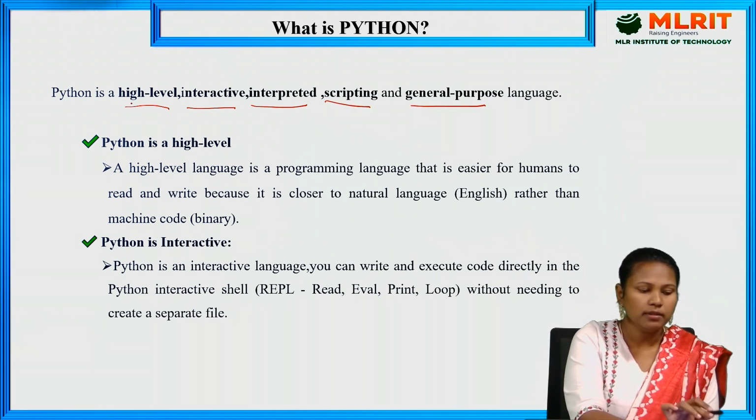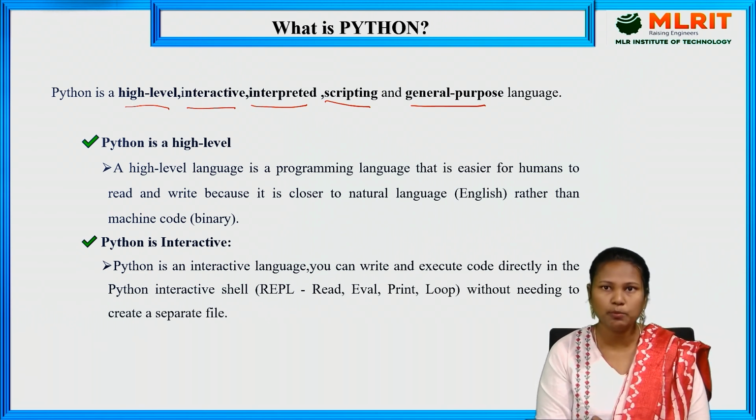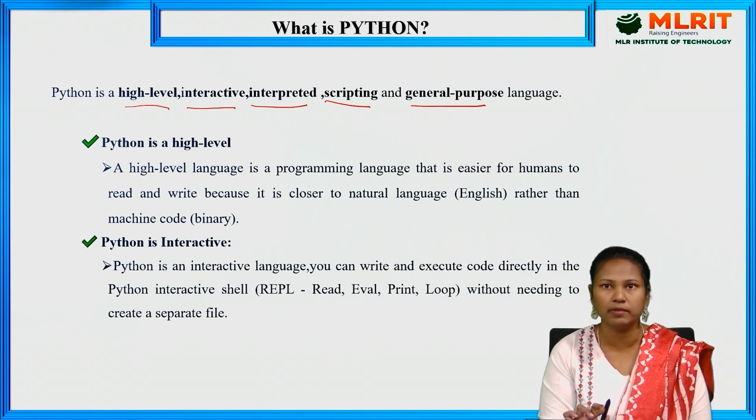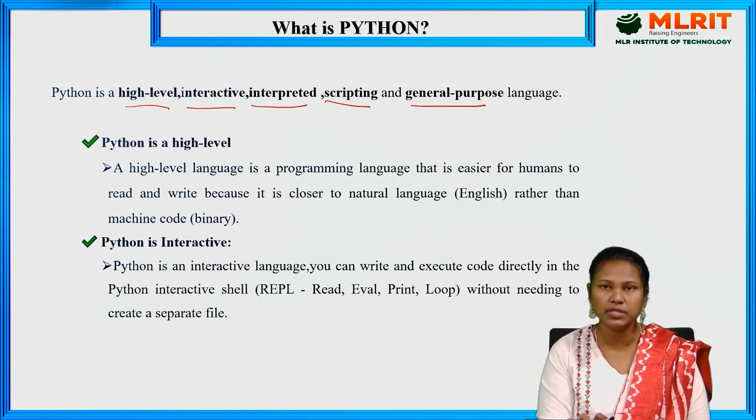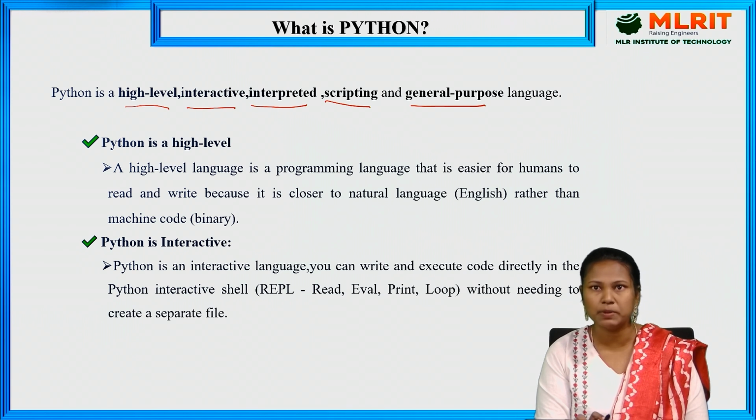So here the first one is high level. High level is a human understandable language. It is nearer to the human language. It is a natural language. With the help of a high level language, we can easily write the programs, and we can easily read the programs. All programming languages come under the high level only, like C, C++, Java.